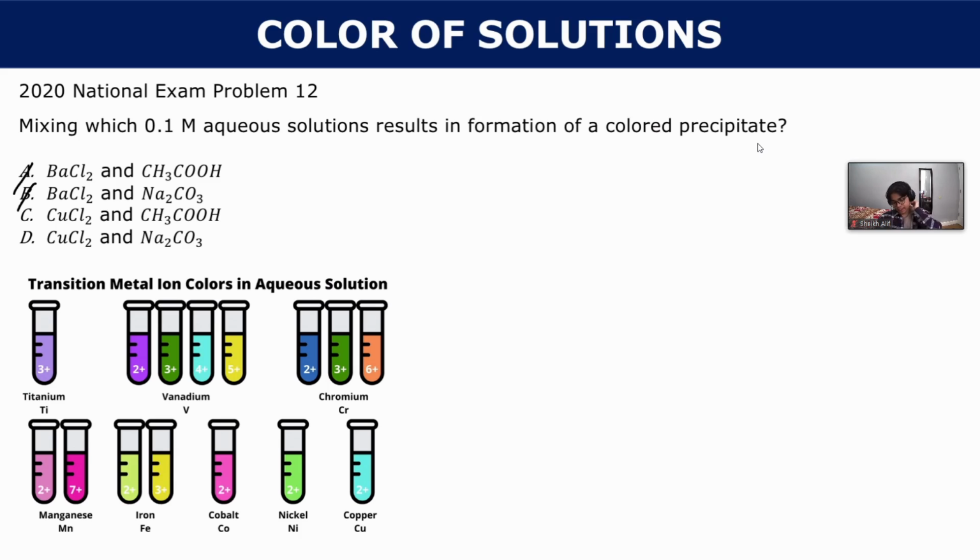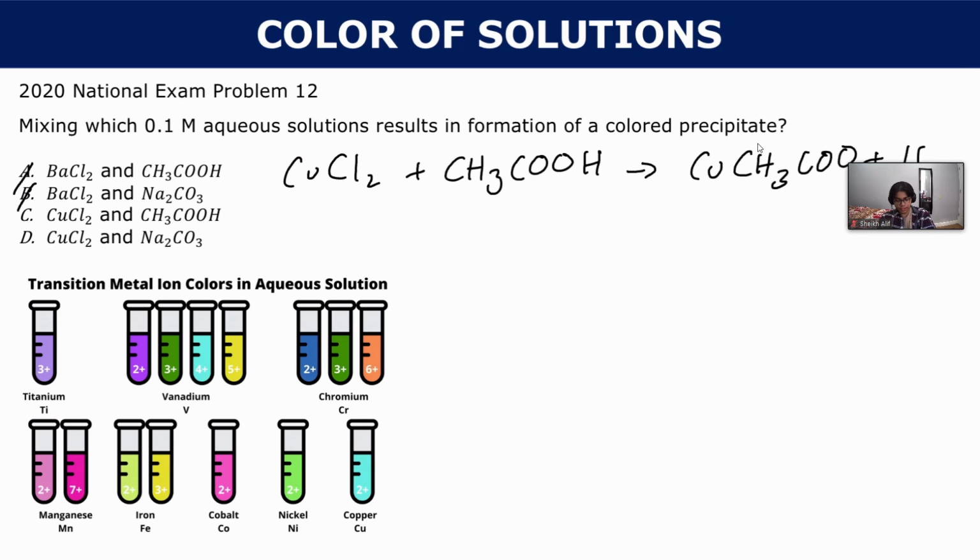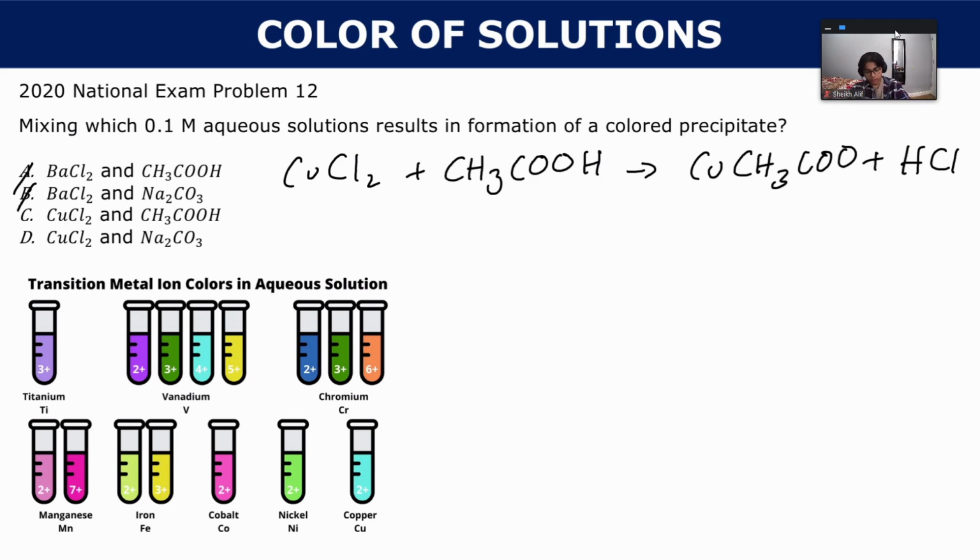Let's take a look at C. So we have CuCl2 and acetic acid, CH3COOH, and that is going to form Cu(CH3COO) plus HCl, hydrochloric acid. Okay. And we know all acetates are going to be aqueous, so that's aqueous, and hydrochloric acid is aqueous. So we don't see a formation of a precipitate, and that means C cannot be the right answer. Therefore, D has to be the right answer, but let's take a look at why.